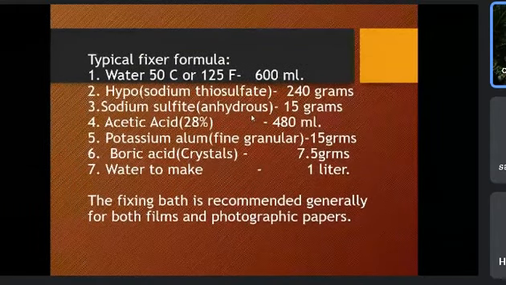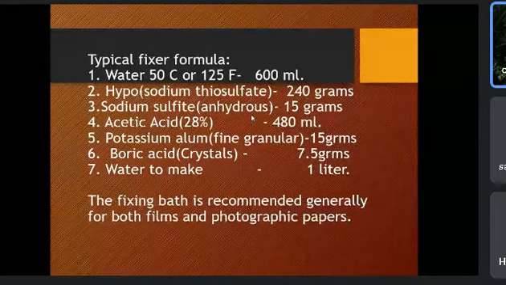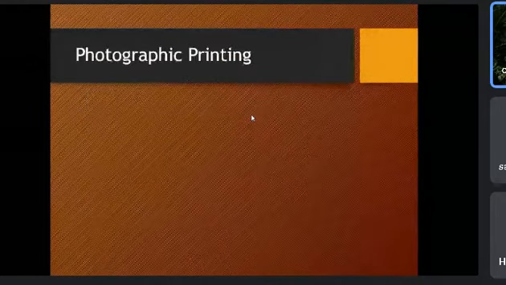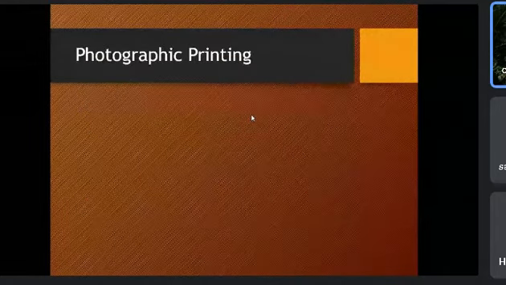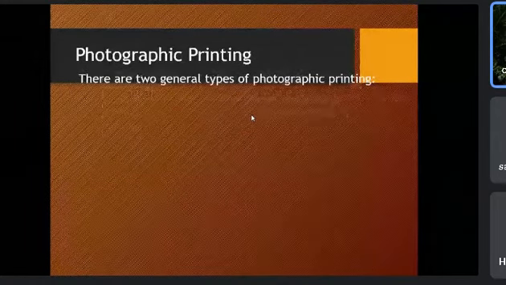So we have the fixer. This is the equipment. So we have 1 liter of water, boric acid, potassium alum, acetic acid. These are the specific ingredients. Now in photographic printing, guys, there are two kinds of printing.